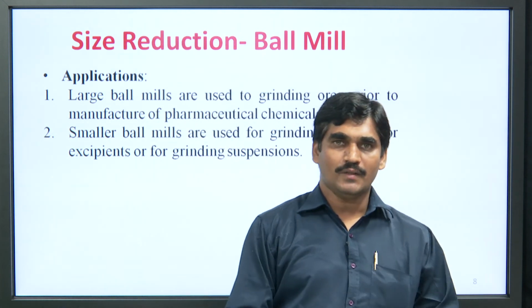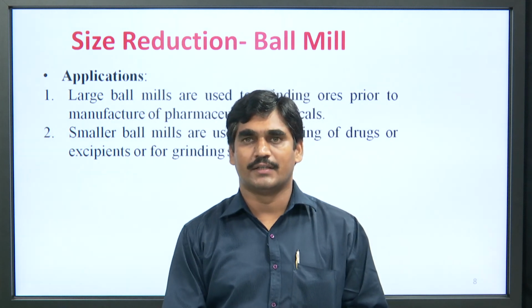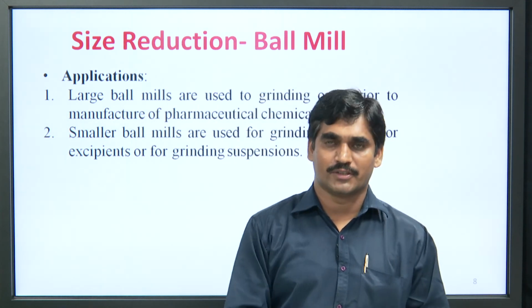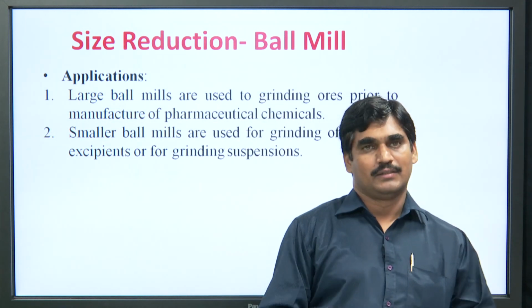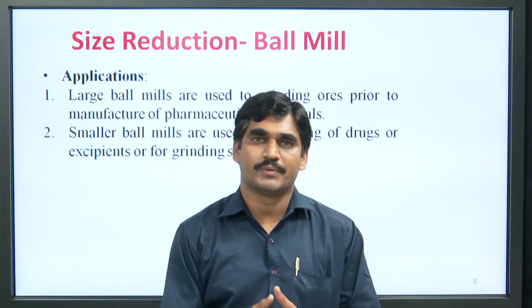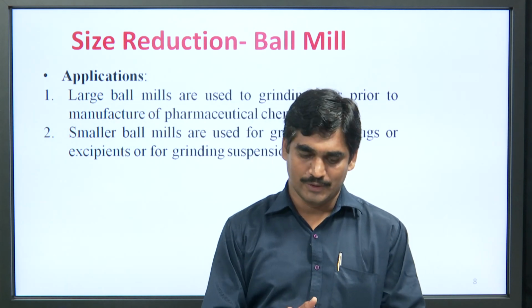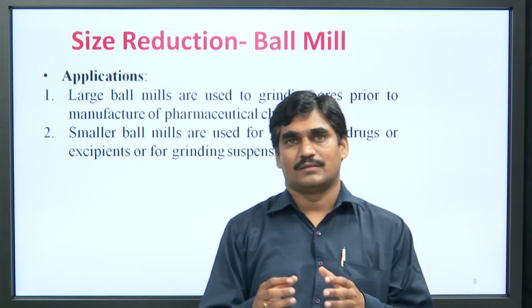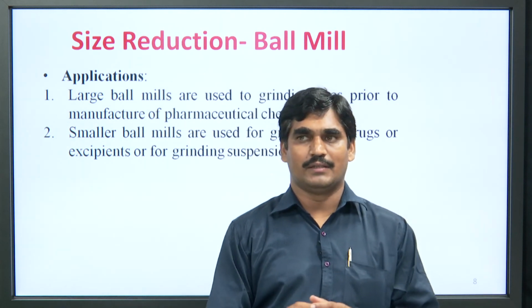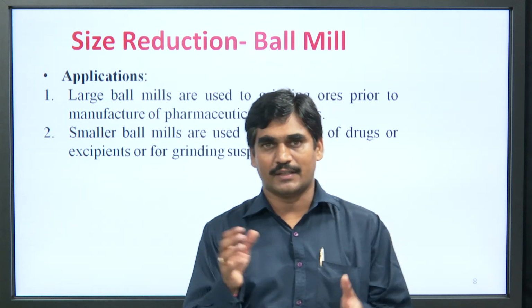As for applications, larger ball mills are used for grinding ores prior to the manufacture of pharmaceutical chemicals. Smaller ball mills are used for grinding drugs or excipients, or for grinding suspensions also. So, these are some applications of the ball mill which can be used in size reduction.